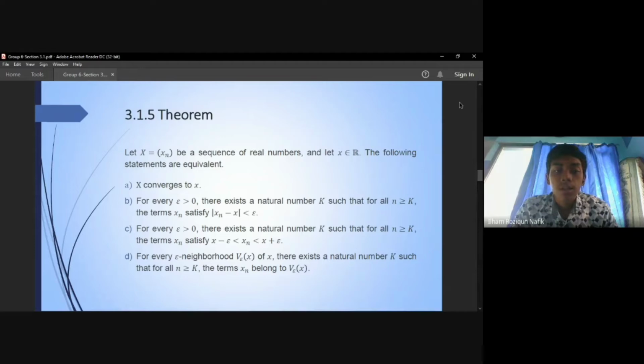C, for every epsilon greater than 0, there exists a natural number K such that for all n greater than or equal to K, the terms x_n satisfy x minus epsilon less than x_n less than x plus epsilon. And D, for every epsilon neighborhood V_epsilon(x) of x, there exists a natural number K such that for all n greater than or equal to K, the terms x_n belong to V_epsilon(x).